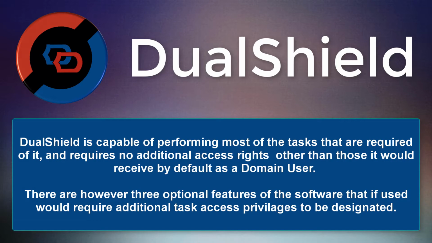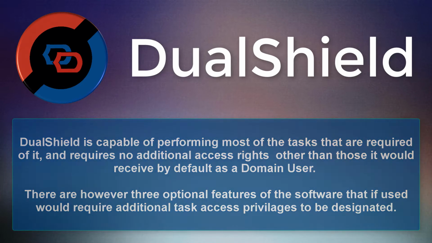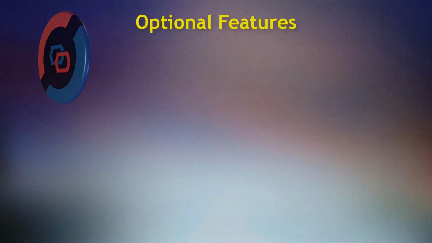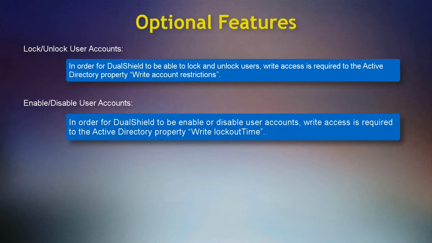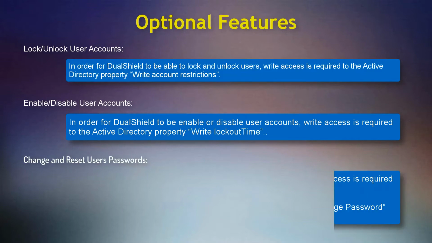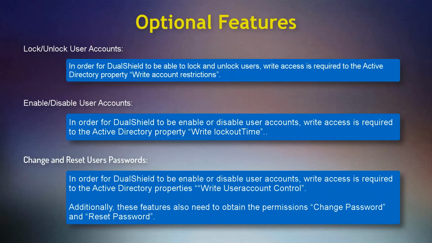DualShield is capable of performing most of the tasks that are required of it and requires no additional access rights other than those it would receive by default as a domain user. There are, however, three optional features of the software that, if used, would require additional task access privileges to be designated. The optional features are lock and unlock of user accounts, enabling and disabling user accounts, and the ability to change and reset user passwords.